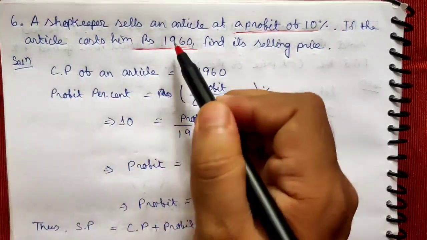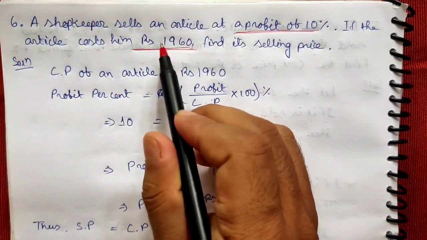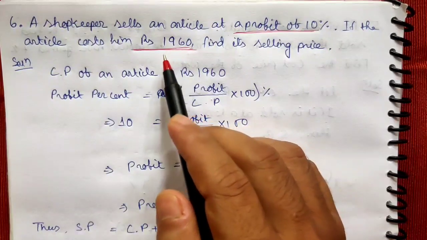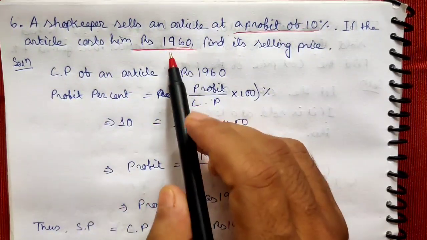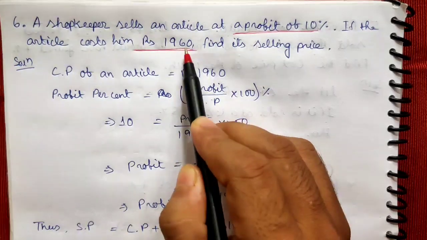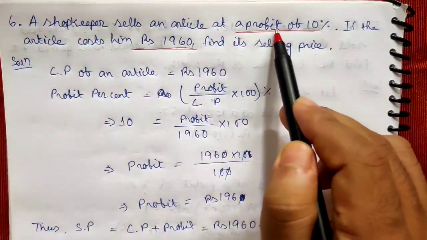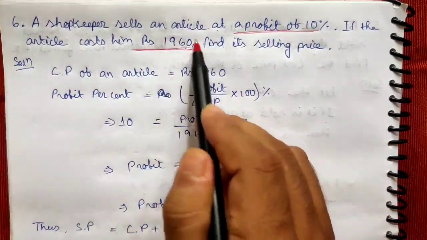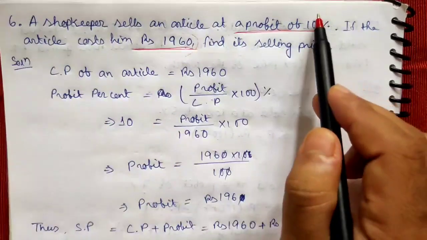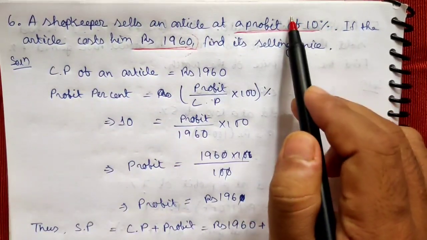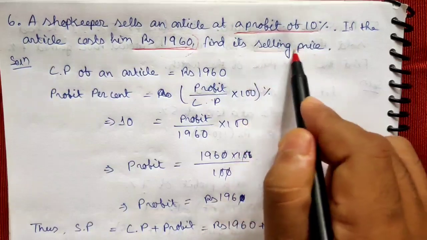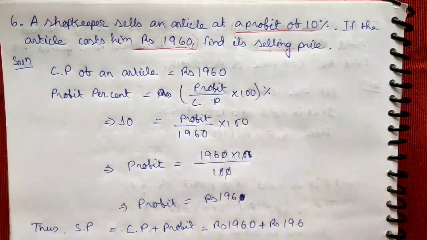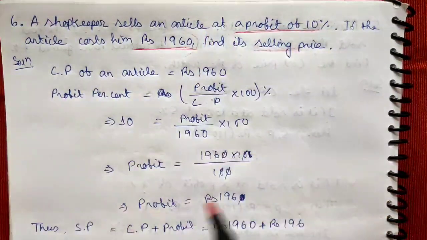1960. The shopkeeper has to buy the article from somewhere else, isn't it? For example, the factory, from the manufacturer. So he bought this article with rupees 1960, and then he made a profit of 10%. Up to this clear? He bought this article with rupees 1960 and then made a profit of 10%. Now we have to find the selling price, that is, the amount by which he sold this article to his customer.